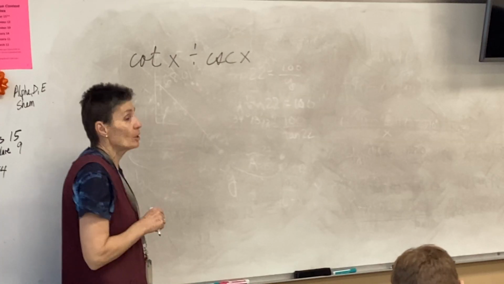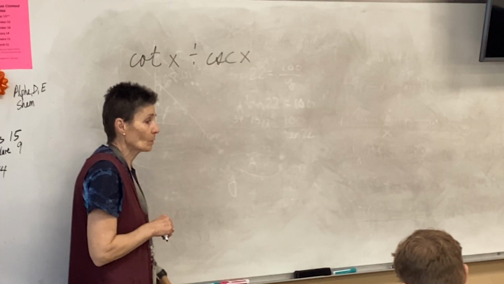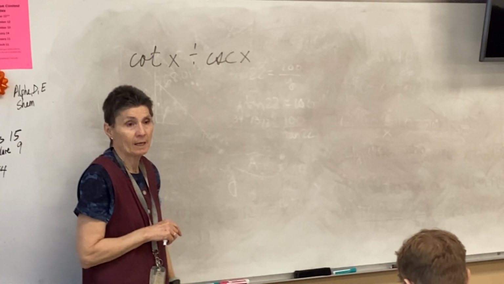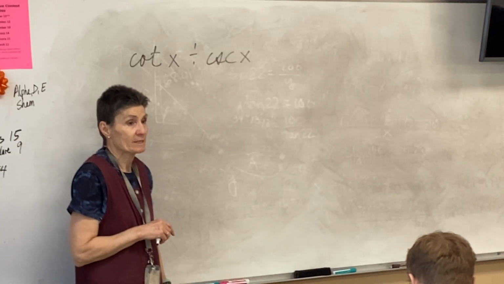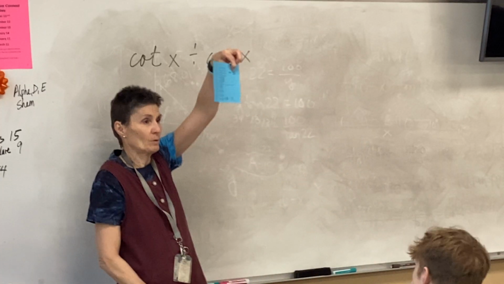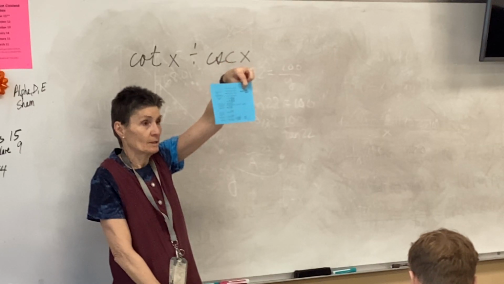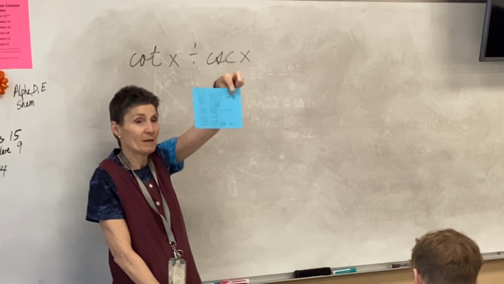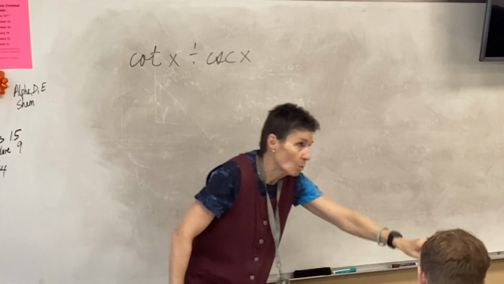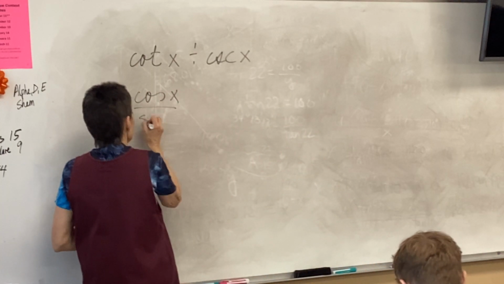Now, what is cotangent? What do you know about cotangent? It's reciprocal of tangent. What's tangent on your little paper here? Sine over cosine. Look where I'm pointing on my paper. It says tangent is sine over cosine. So what would cotangent be? Cosine over sine?